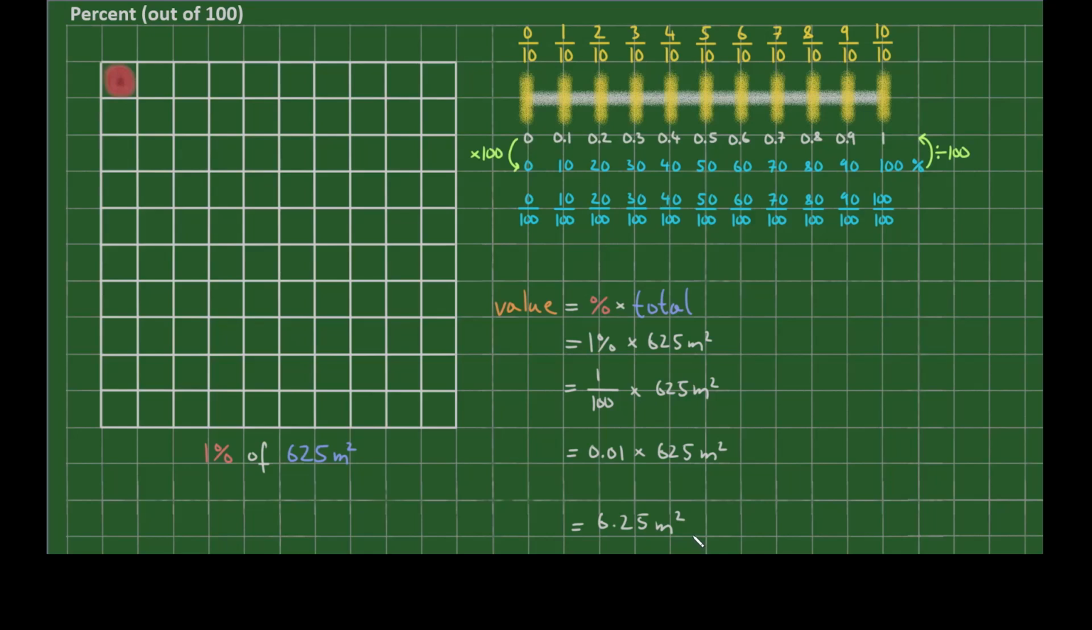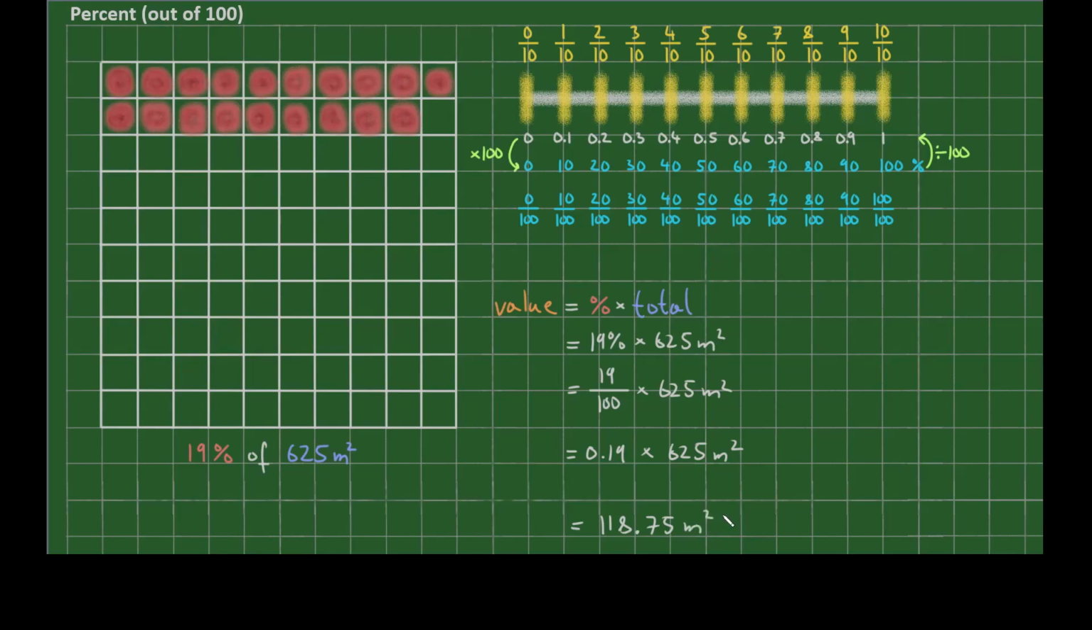Let me try another one. Now I am interested in 19% of 625 square meters. On my diagram, that will mean 19 of the little squares. And to calculate this, I would use the formula again. 19% multiplied by the total, which is 625 square meters. The 19% can also be expressed as 19 over 100. That can also be expressed as 0.19. 0.19 multiplied by 625 square meters should give me 118.75 square meters. Please check.